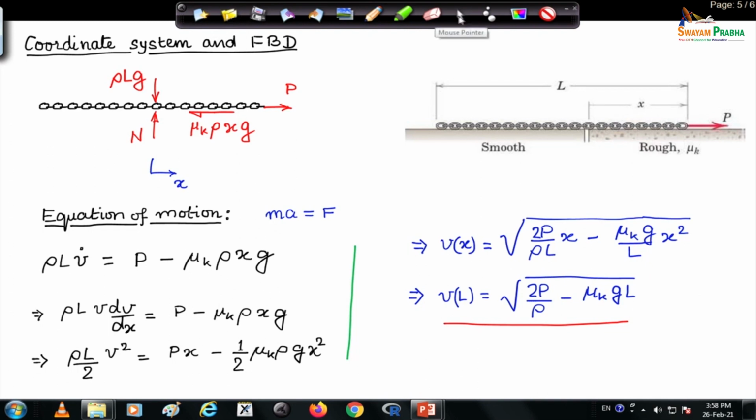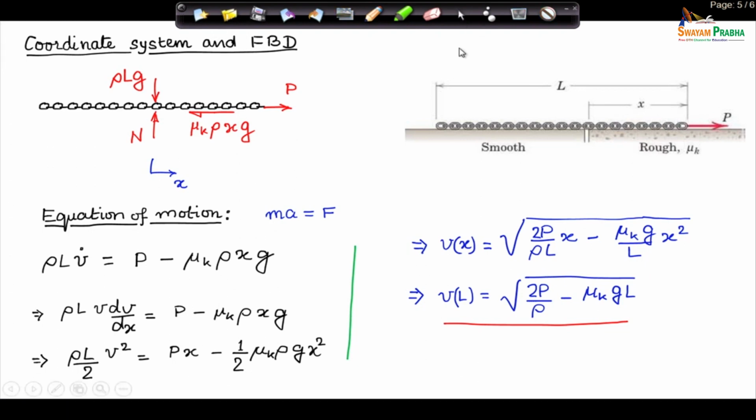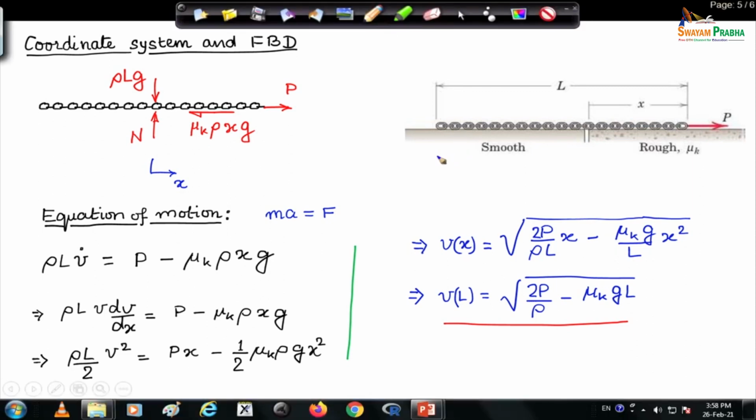The second part of the question was finding out the force P required so that there is no collapse, tension does not go to 0, that means the chain is always taut. Now, when will the chain be always taut? When there is a positive tension. In order to have a positive tension, you must have positive acceleration. Why? Because this part of the chain has no friction force. Therefore, if acceleration goes to 0, it is going to move.